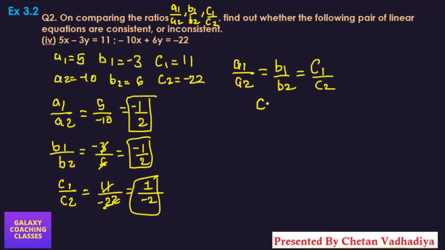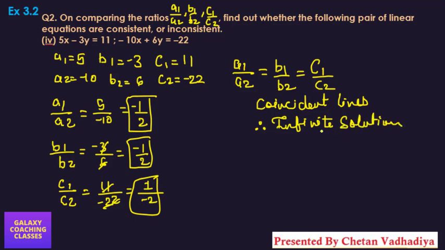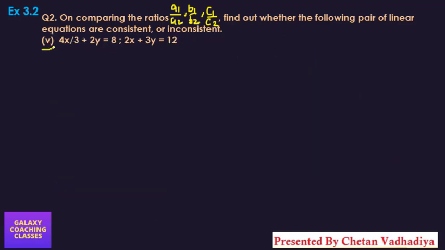So coincident lines, therefore infinite solutions, and therefore if you are getting a solution, it means consistent. Okay, moving towards the next question, the fifth one.